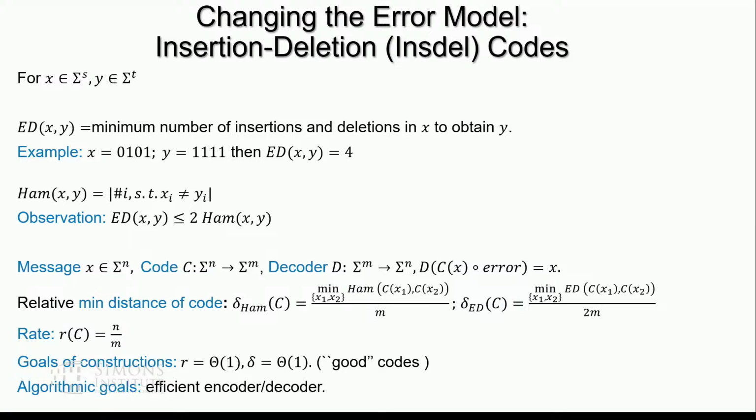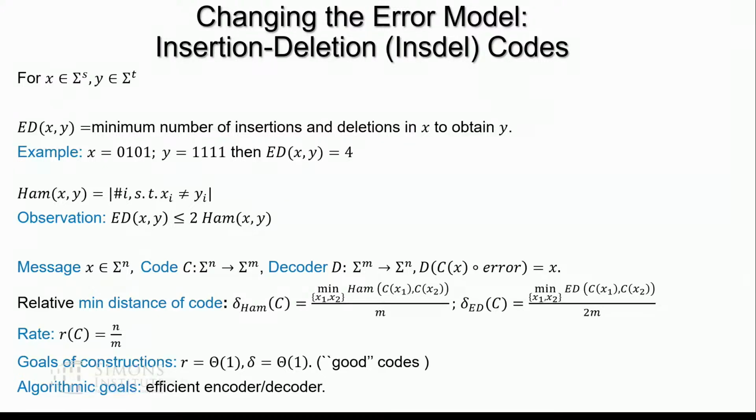If you think a little bit about it, one can show that the edit distance between two strings is lower bounded by twice the Hamming distance. So if the Hamming distance is large, then the edit distance is large, but the edit distance could be much smaller than the Hamming distance.